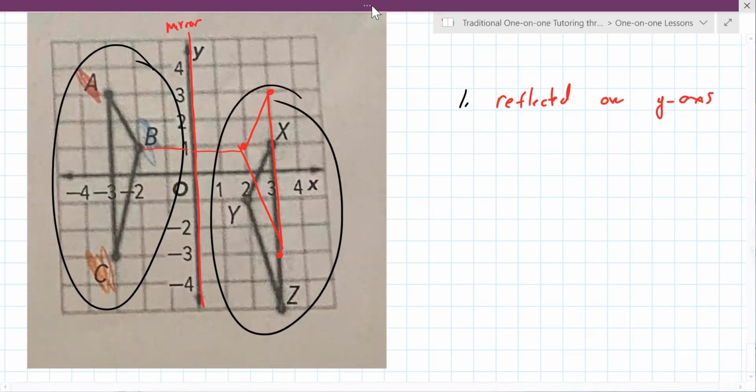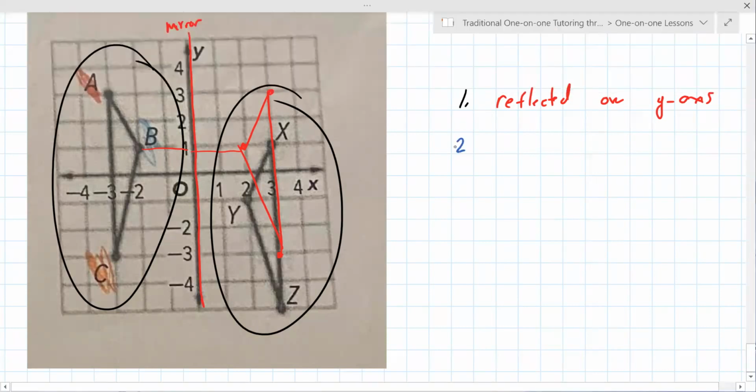What is the second thing that happens here? How does this red turn into this blue? Can you give it to me in words? It's not reflected anymore. There's other options here. Maybe you haven't seen this yet.